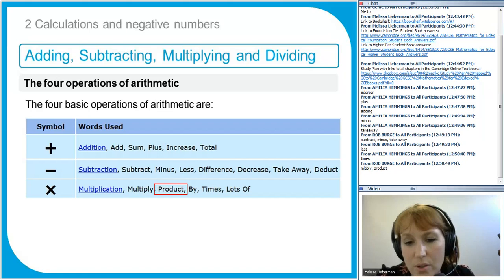So times, lots of. You talk about your times tables, and that means your multiplication tables, in which case we're just talking about whole numbers, one number, multiply how many lots of one number.